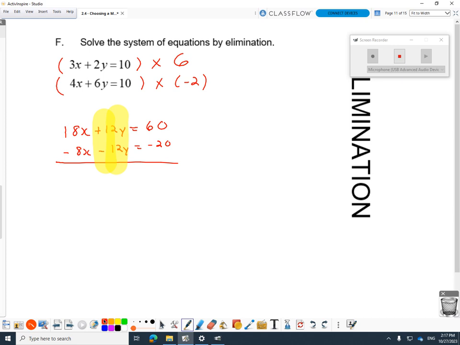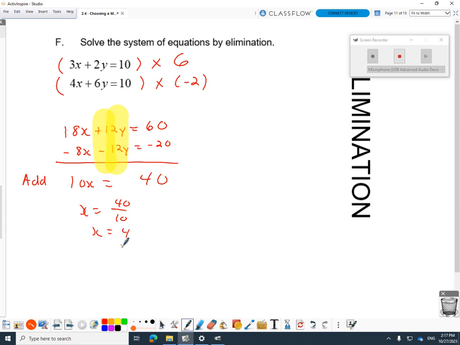Now the rest is pretty straightforward. Add the equations. I get 10x equals 40. Yes, you might need your calculator. I try to keep the numbers friendly, but even when I try to, once in a while the numbers get a little out of sight. Then you go 40 divided by 10. 4? Then x equals 4.